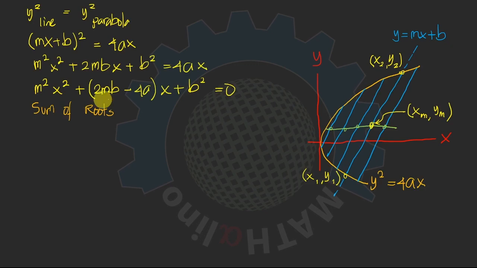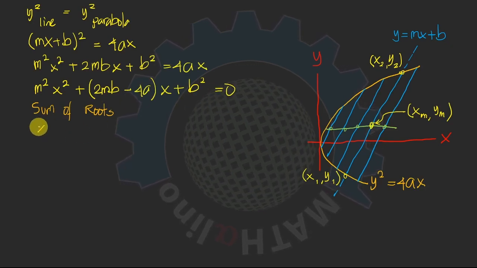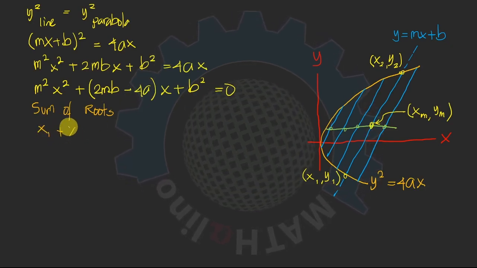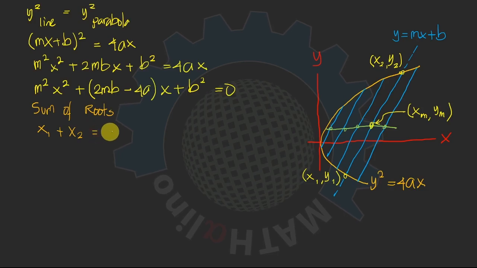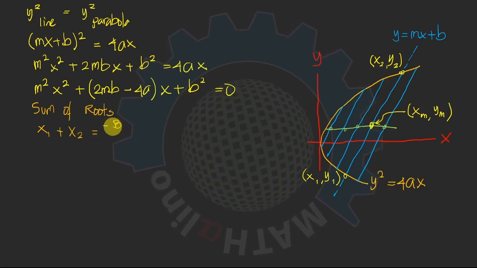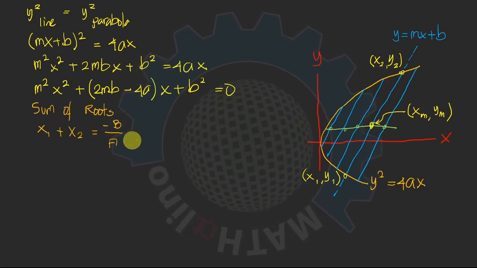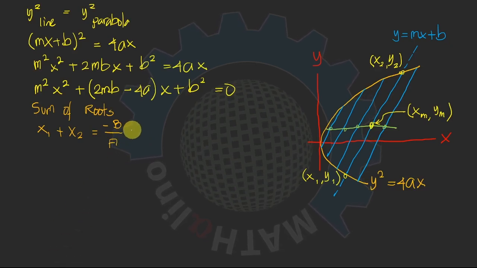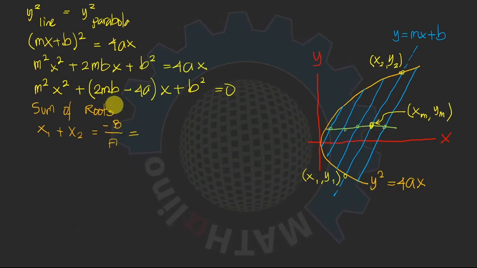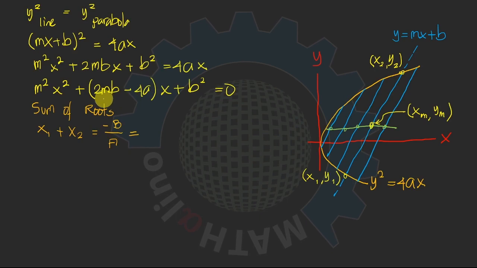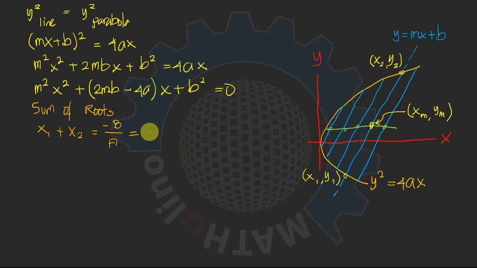Okay? This quadratic equation has 2 roots, x1 plus x2. What is the formula for that? Negative b over a. Okay? What is our b? That is the coefficient of x. So this is the b.